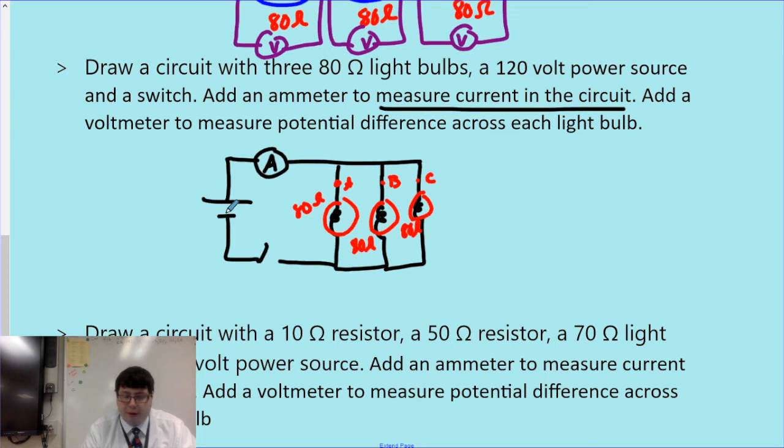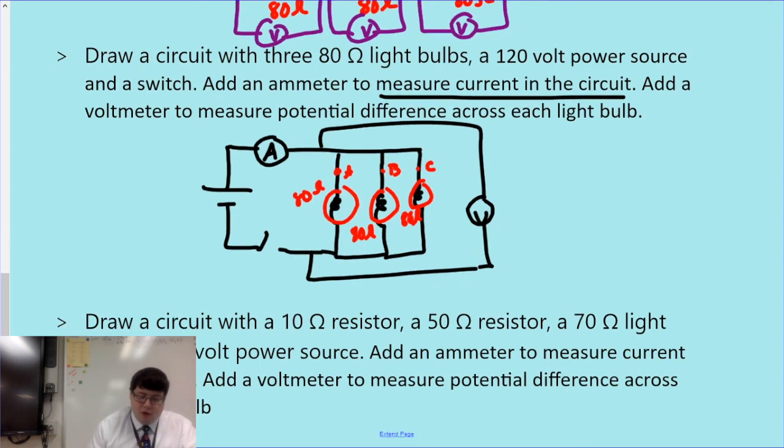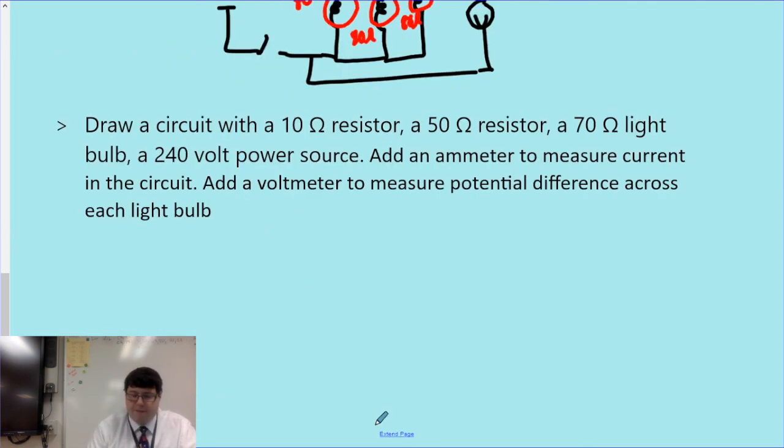Now if I want to measure the voltage, in this case each light bulb should have the same voltage across it, and we'll talk about why. So let's add our voltmeter in here across the outside of the circuit. And now I've got a circuit with a voltmeter and an ammeter. Finally, draw a circuit with a 10 ohm resistor, a 50 ohm resistor, a 70 ohm light bulb, a 240 volt power source, add an ammeter and a voltmeter.